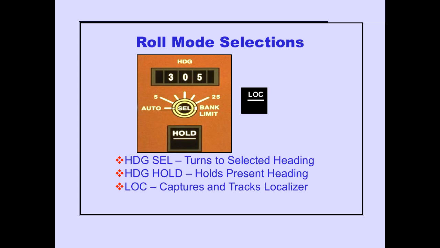Here are the major points we have discussed about the roll mode selections. Heading select turns the airplane to the selected heading. Heading hold holds present heading. If engaged in a turn, the wings are first leveled. Localizer captures and tracks the tuned localizer.